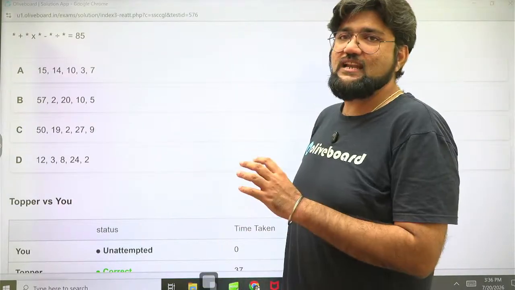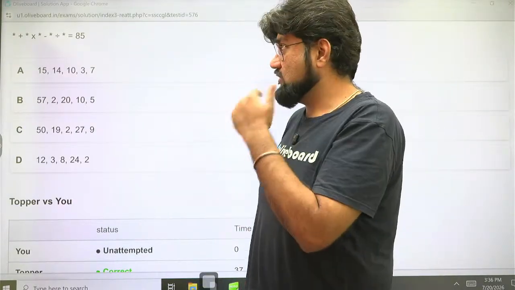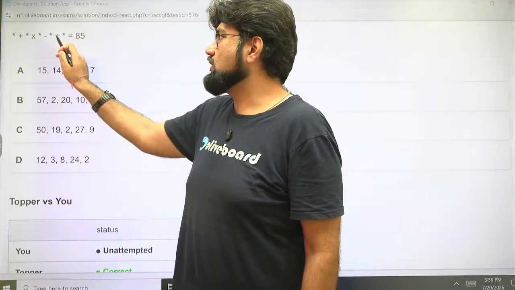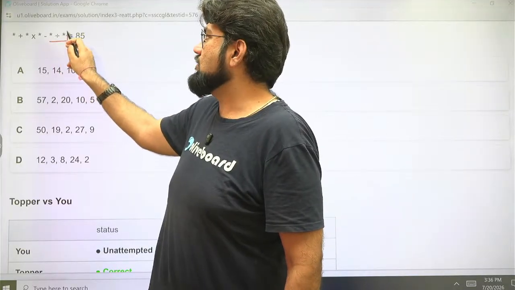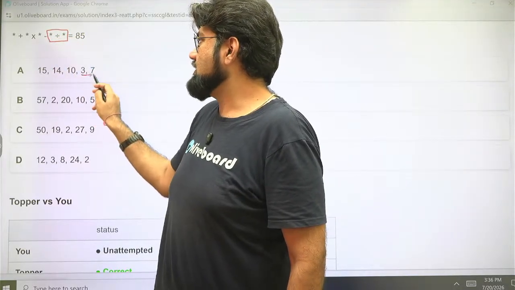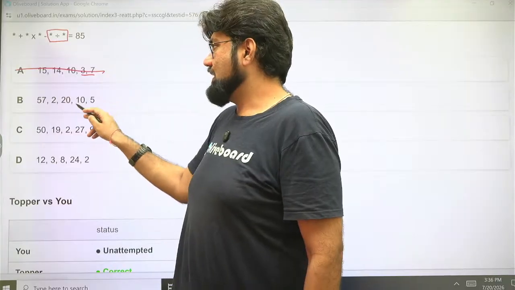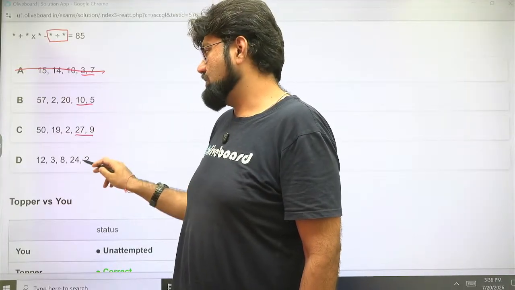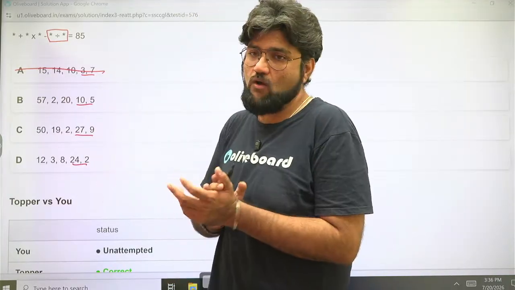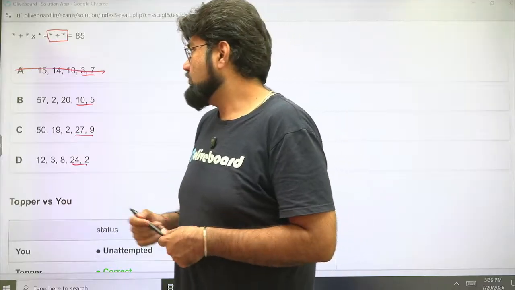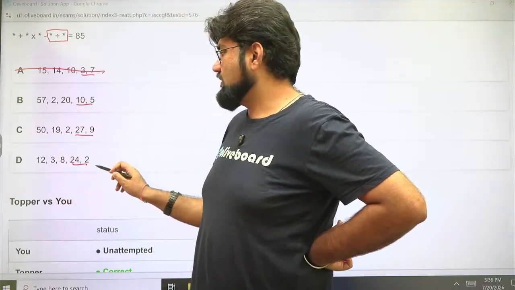Now this version slightly becomes time consuming regularly for students. Just observe this. So hint on the division first. The last two numbers are being divided. 3 and 7 cannot be divided, so this is gone. 10 and 5 can be divided. 27, 9 can be divided. 24 and 2 can be divided. Now you'll have to check them one by one. If you look at the numbers here, they're pretty small, so it will be easier for you to approach it.